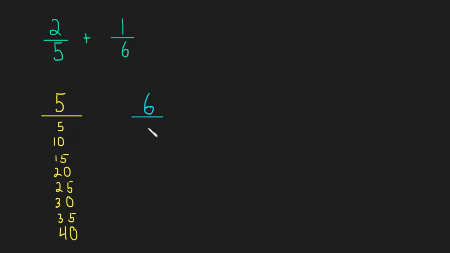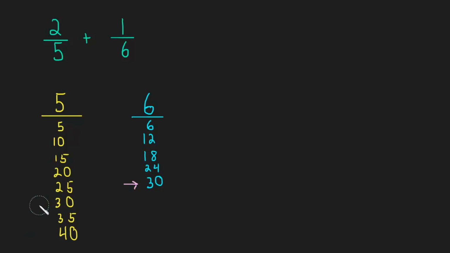Now we'll do some multiples of 6. 6 times 1 is 6, times 2 is 12, times 3 is 18, times 4 is 24, times 5 is 30. And hey, we can stop because now we have a common multiple, meaning these multiples are the same. And not only that, but this is the least common multiple, because if we look at this list, it's the smallest number that's the same in both lists. In fact, right now it's the only number that's the same.